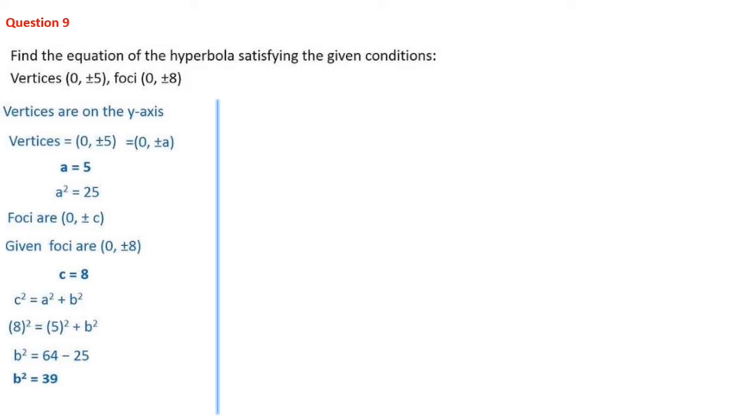Before that, let's recall once again the axis. Here the axis is the y-axis. So y-axis means the equation starts with y square. So y square by a square minus x square by b square equals 1. Then y square by a square, that is 25, and b square is 39. So y square by 25 minus x square by 39 is equal to 1. So this is the required equation.